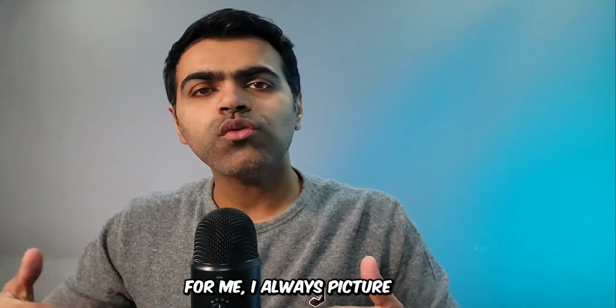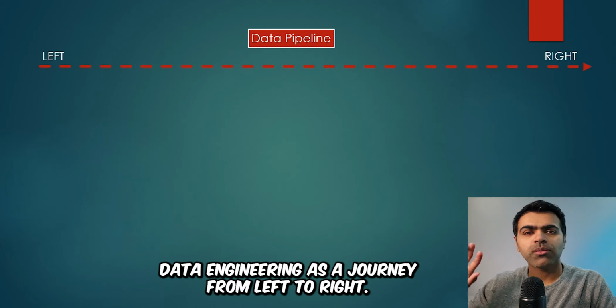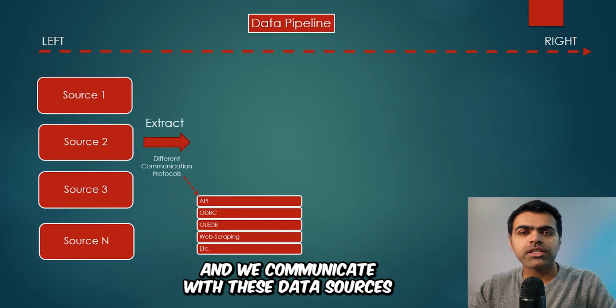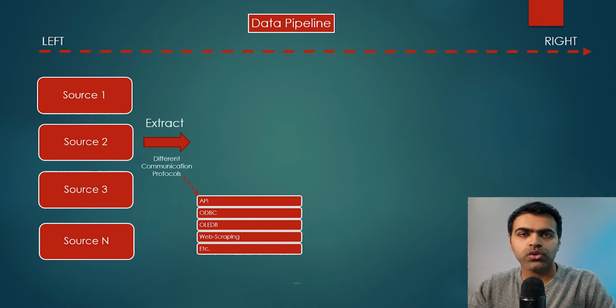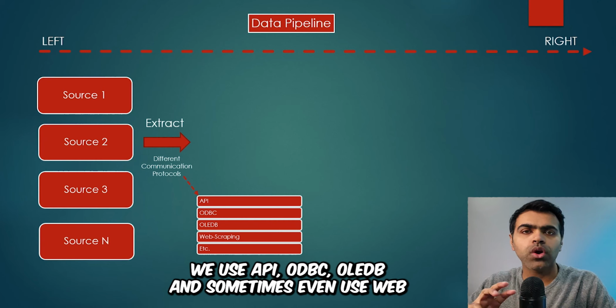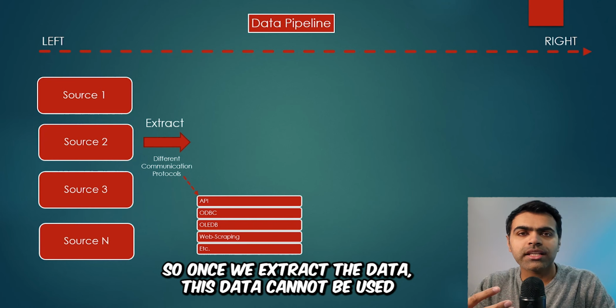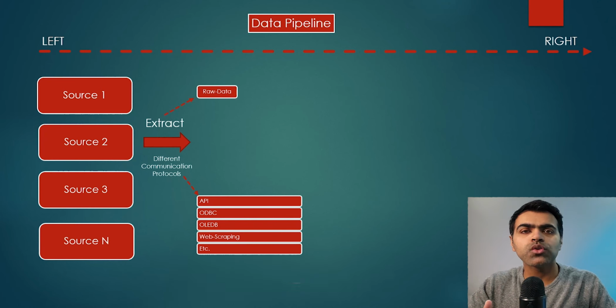For me, I always picture data engineering as a journey from left to right. On the left, you have a vast majority of data sources, and we communicate with these data sources through different communication protocols. We use API, ODBC, OLTP, and sometimes even use web scraping to extract the data from these sources. So once we extract the data, this data cannot be used as it is.